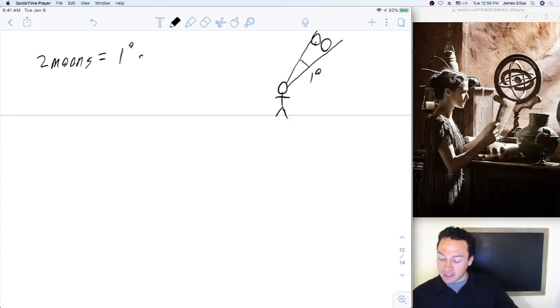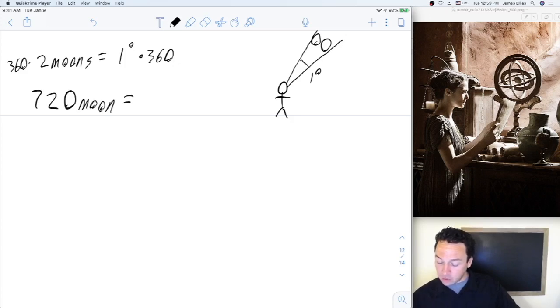Let's say you times both sides of this equation by 360. 360 times 2 is 720 moons equals 360 degrees. Okay, so what's the point of this?